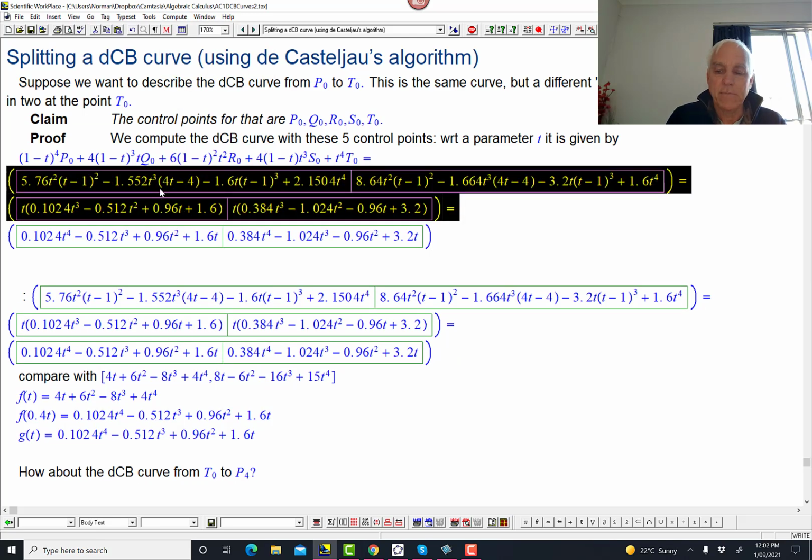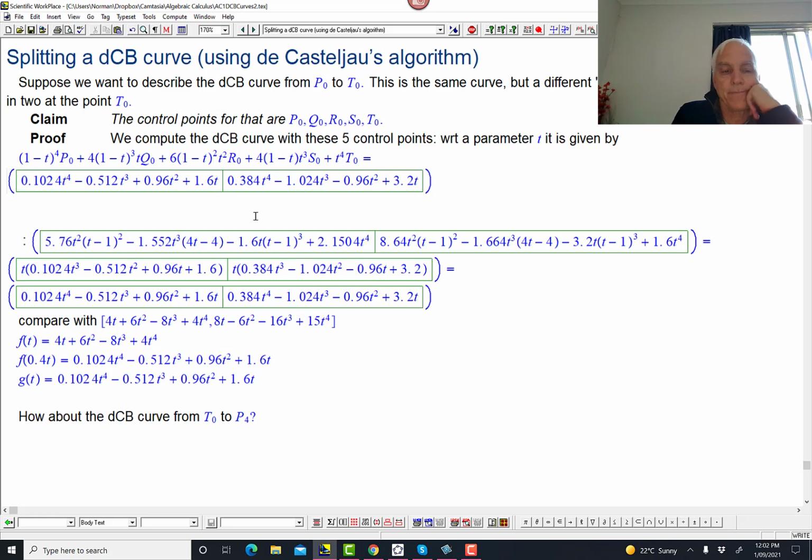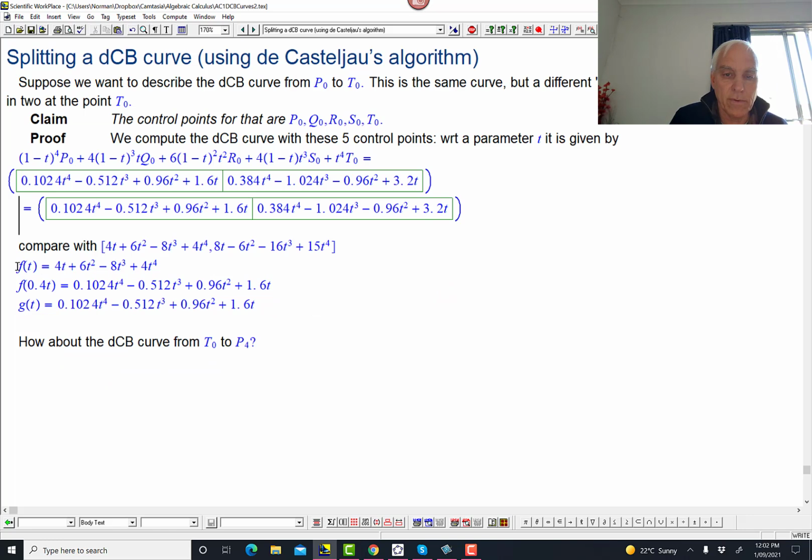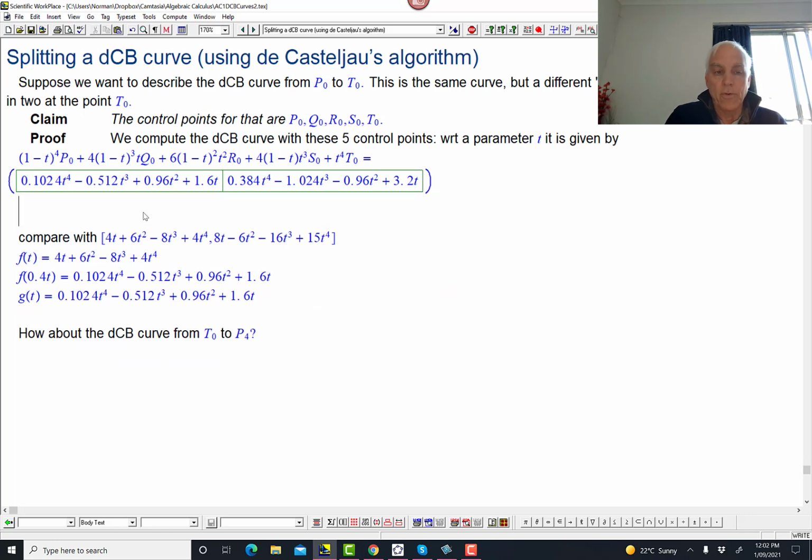All right, so this is a description of the, that's really the same as what's over here, isn't it? Yes, it's the same. Okay, so what is this? This is a description of the dCB curve from P0 to T0 with these 5 control points. We want to convince ourselves that that's actually the same thing as the original dCB curve that we were looking at. Okay, the original curve was this one here. Those are the P's and Q's that we've already found for the original curve.